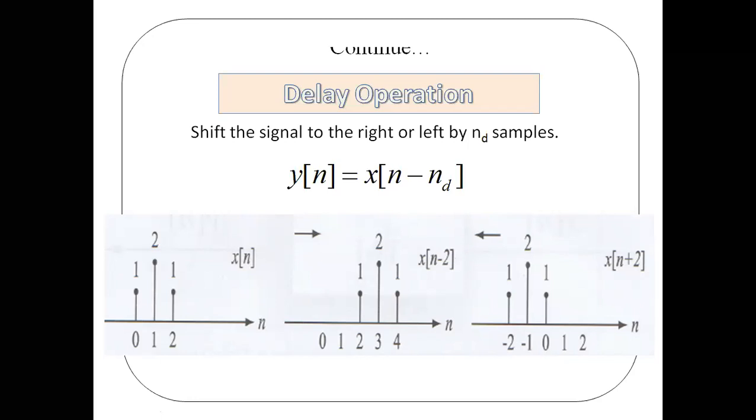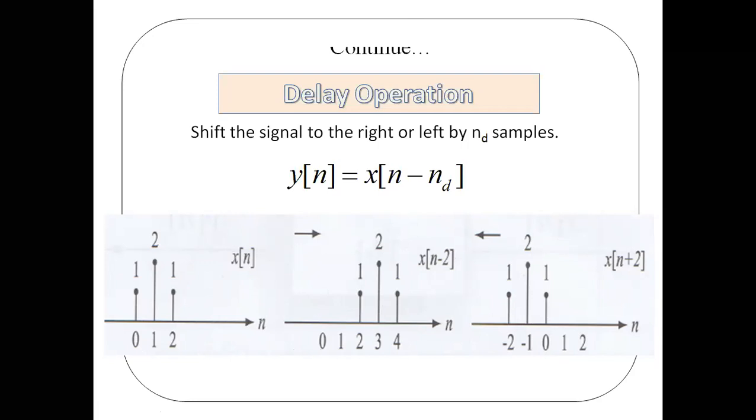So as a result, you can see that 0 will be shifted to 2, 1 will be shifted to 3, and 2 will be shifted to 4. And if we have x[n + 2], which is the other way around, the x[n] signal shall be shifted to the left. So 0 will be shifted to -2, 1 shall be shifted to -1, and 2 shall be shifted to 0. Same thing, like what we have learned before.